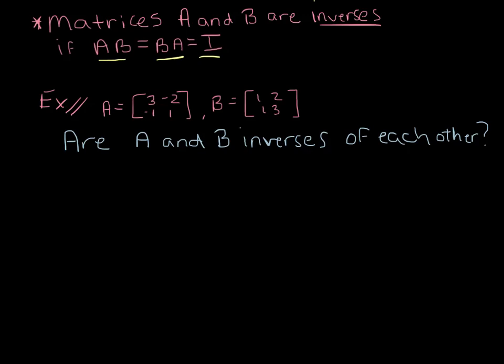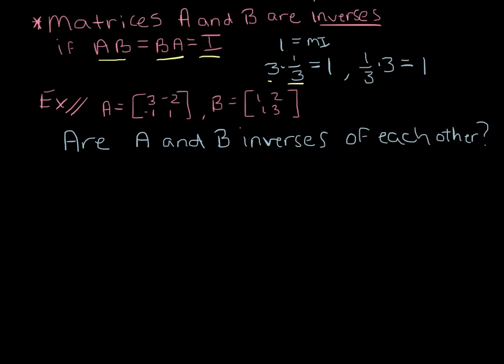And to make this easier for you to understand, think about the real number system. We know that the number 1 is the identity, right? 1 is the multiplicative identity. And the multiplicative inverse of 3 is 1/3, because 3 times 1/3 is 1, and also 1/3 times 3 is equal to 1. So 3 and 1/3 are called inverses of each other, multiplicative inverses of each other in the real number system. Okay, same thing.